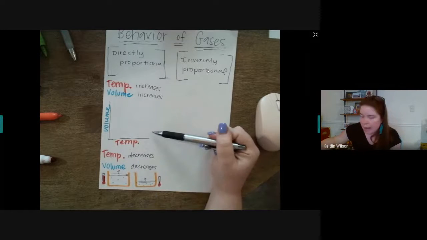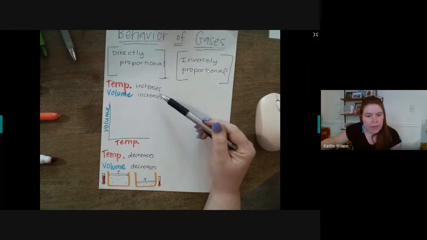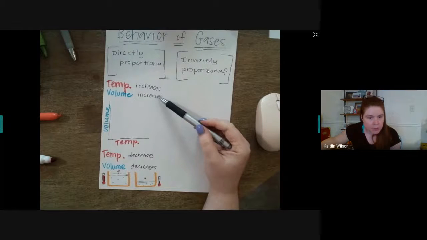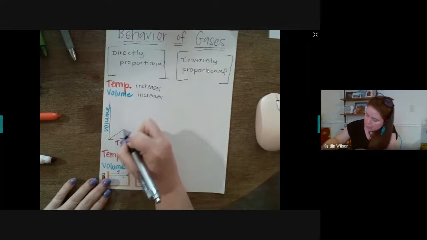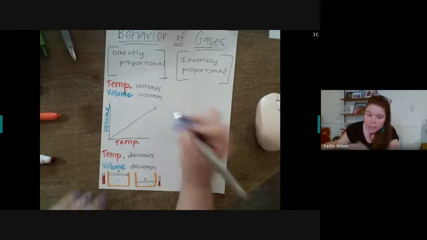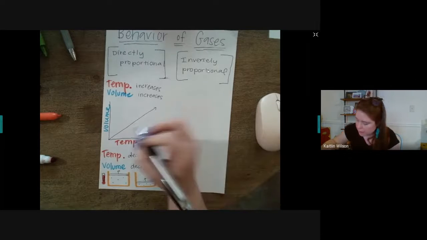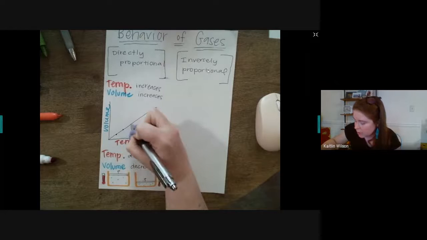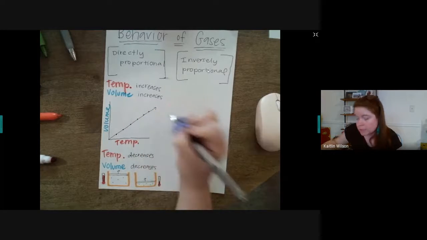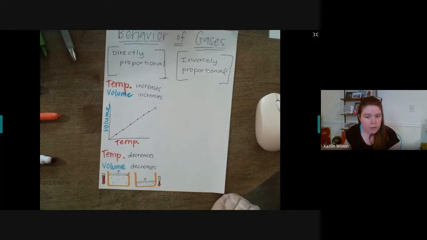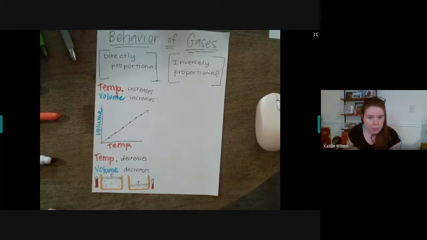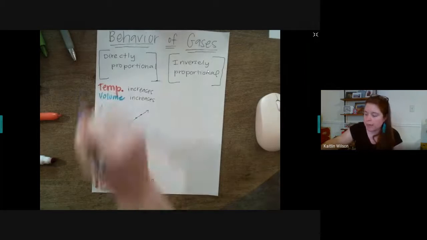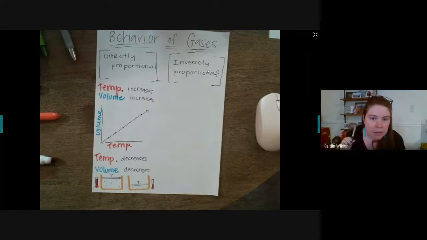So let's go back to this graph really briefly. I know that if I'm going to have a consistent increase between temperature and volume, that it's going to be linear, and it's going to look, without drawing it with a ruler, something like this, that it's going to be a linear increase. As one increases, the other also increases, or vice versa. It could be negative also. If one decreases, the other decreases. So we're going to jump over to inversely proportional. What questions do you have about directly proportional right now?